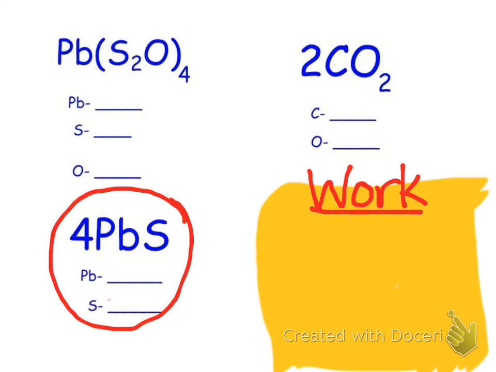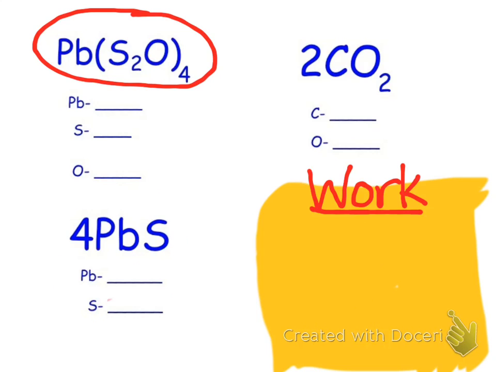The next problem I want to work with is PbS. I see no subscripts, so by itself I see Pb, and I have S, and since I don't see any subscripts, that means I have 1 Pb and 1 S. However, this coefficient tells me I multiply it by 4, so I'm left with 4 Pbs and 4 S's.